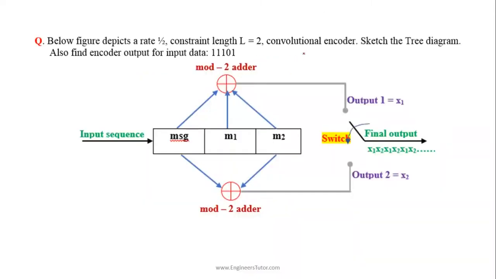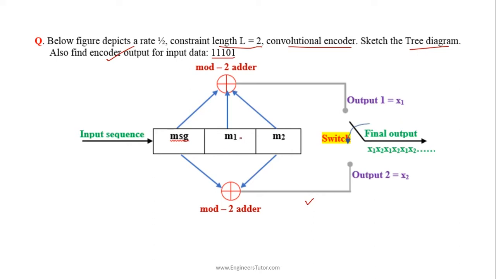Hi students, in this lecture I will explain how to draw the tree diagram of a given convolutional encoder. The question is: the figure below depicts a rate 1/2, constraint length 2 convolutional encoder. Sketch the tree diagram and also find the encoder output for the given input stream 11101.